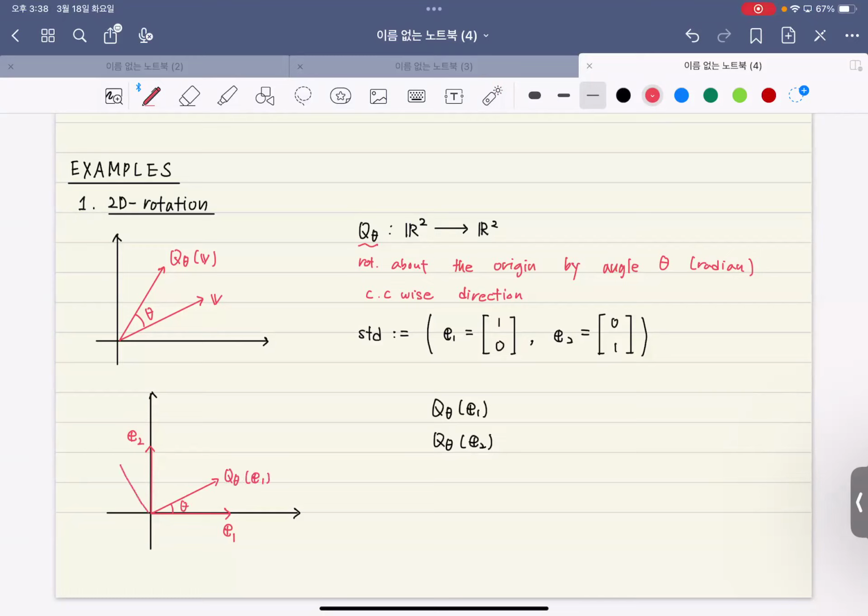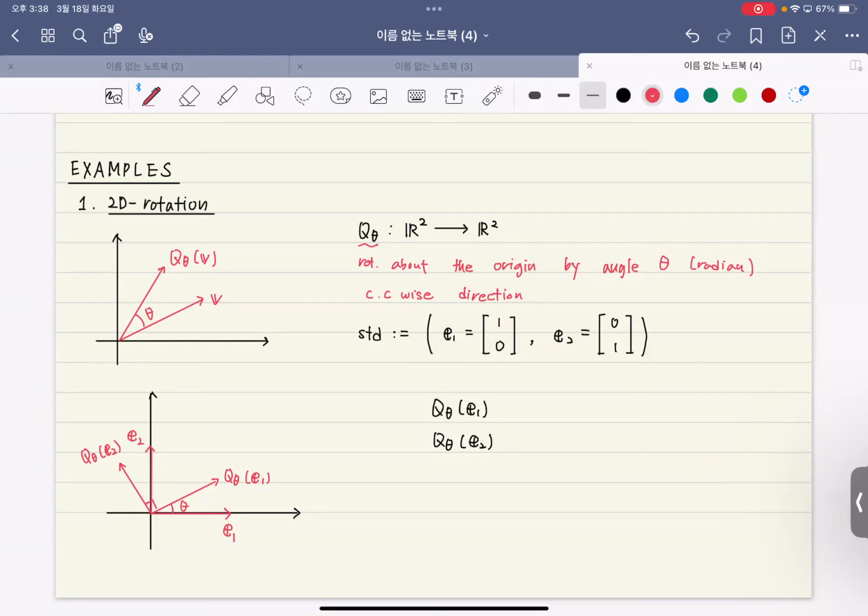And this one is Q theta of E2. Okay. Now, let me try to write down this guy as a linear combination of these two vectors.